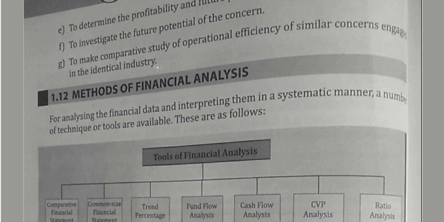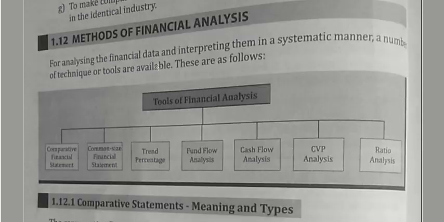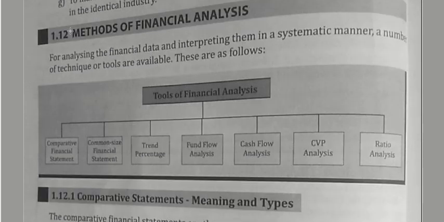For example, if you look into your current ratio, as I told, our ratio will be easily compared with the other company's ratio. Instead of going and understanding each of the assets and liabilities, just the ratio is enough to understand the efficiency of two concerns. So the methods of financial analysis: for analyzing the financial data and interpreting them in a systematic manner, a number of techniques or tools are available. So all this we will be studying in our management accounting.